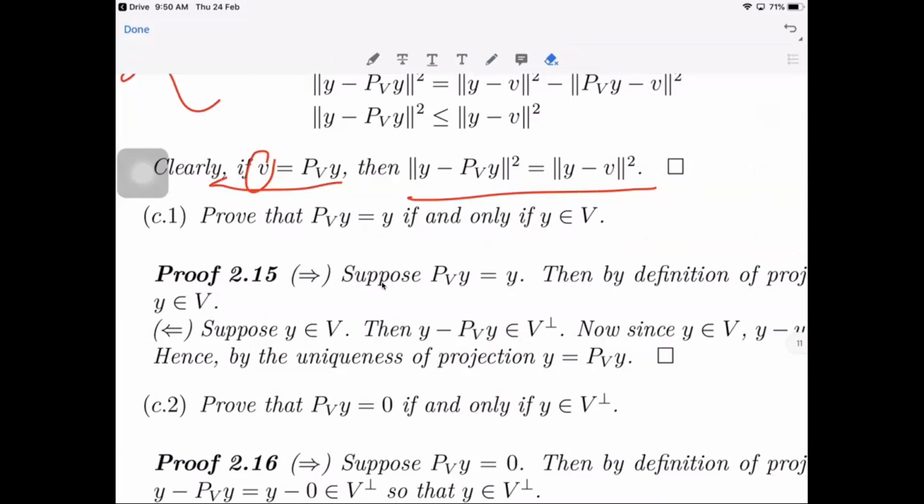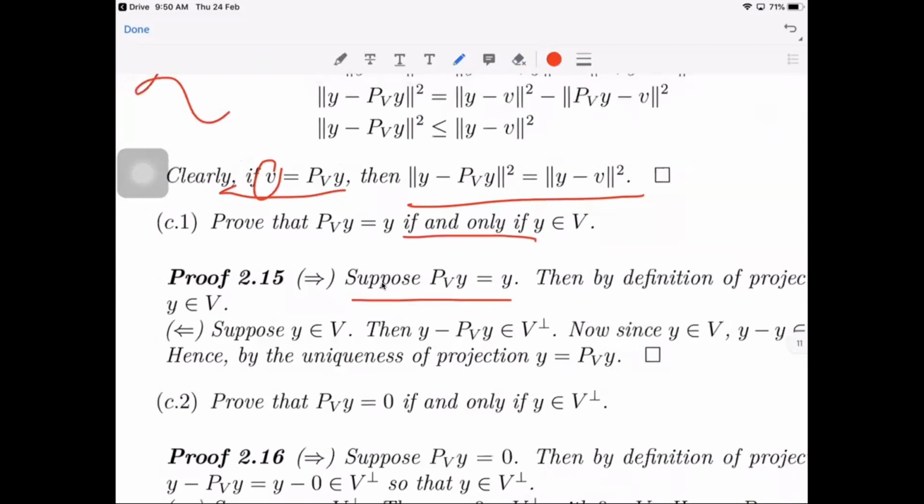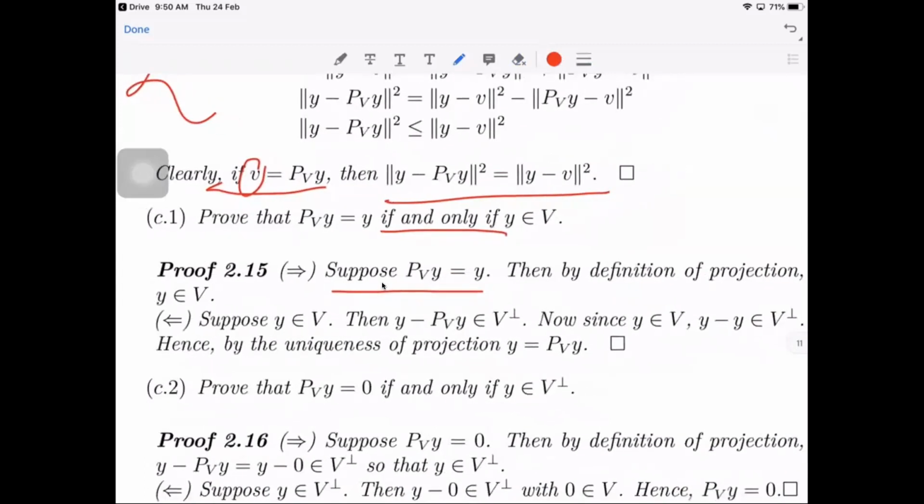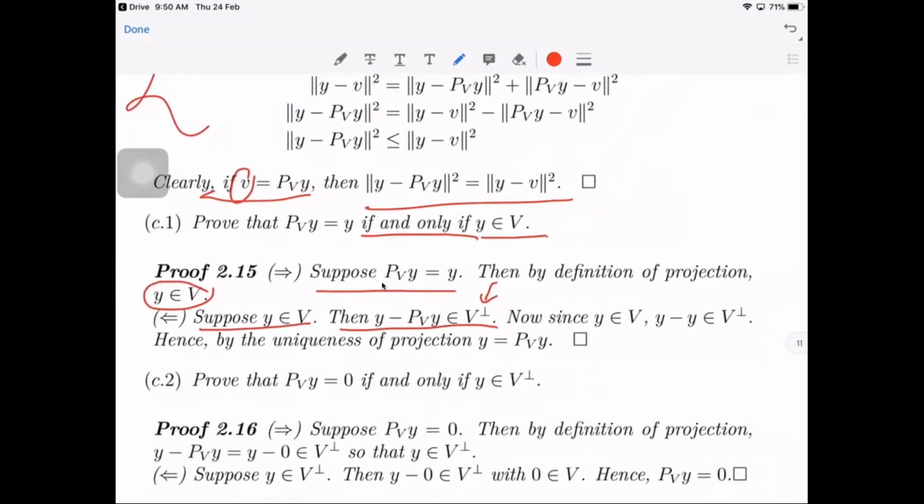So how do you prove that? If and only if man eh. So you suppose that the projection of Y unto V is just Y. By definition of projection, obviously Y is in V. Okay? Next, suppose Y is in V, then Y minus the projection of Y unto V is in V perp. Okay, since Y is in V, and any linear combination of your Y is in V perp.